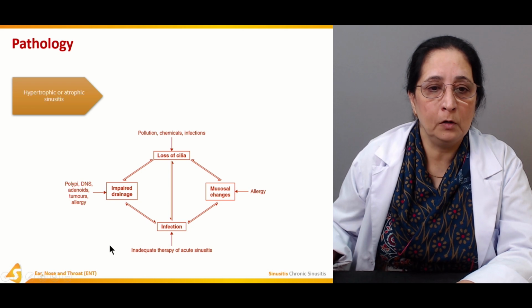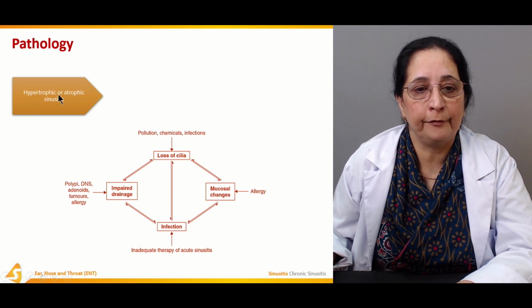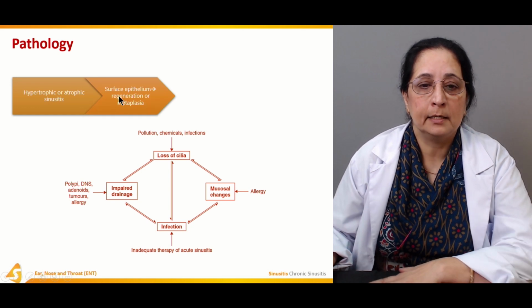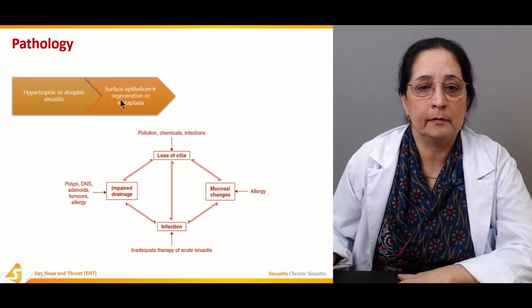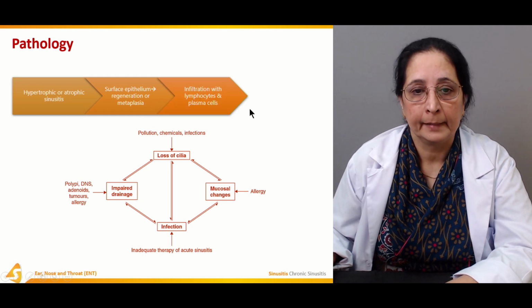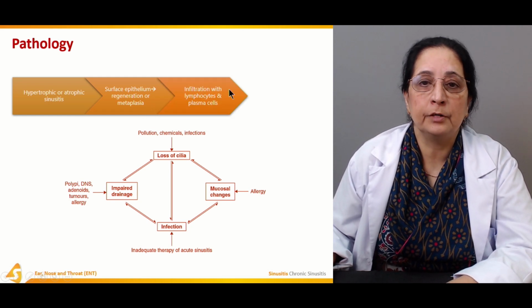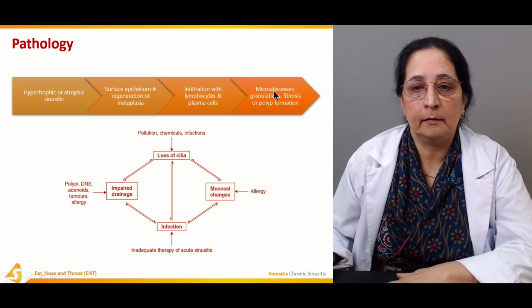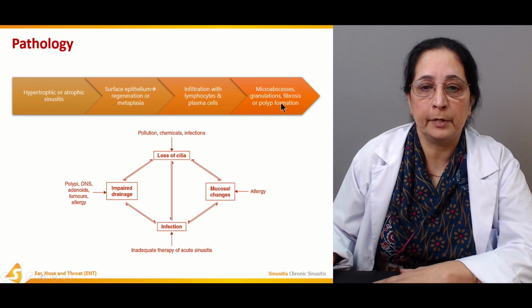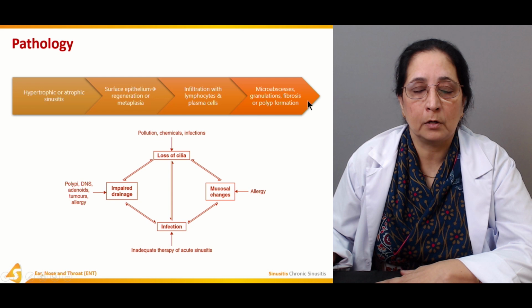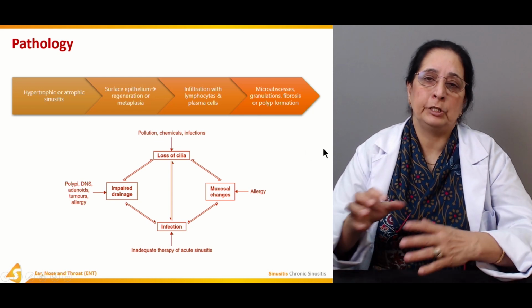So the pathology is hypertrophic or atrophic sinusitis. In the surface epithelium, there is regeneration or metaplasia. There is infiltration with lymphocytes and plasma cells, and there is microabscess formation, granulation tissue formation, fibrosis, and polyp formation.